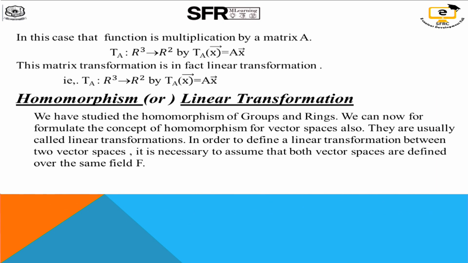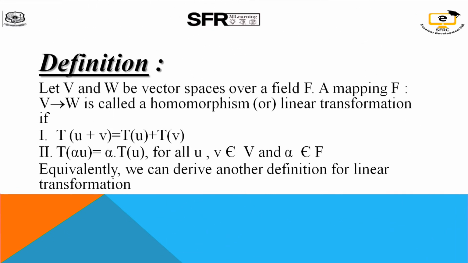Mathematically, we use these words in algebraic structures like groups and rings. Now we can formulate this concept of homomorphism or linear transformation for vector spaces also. Basically, we remember that both vector spaces must be defined over the same field; only then can we define a linear transformation. Here mathematically the definition is like this.